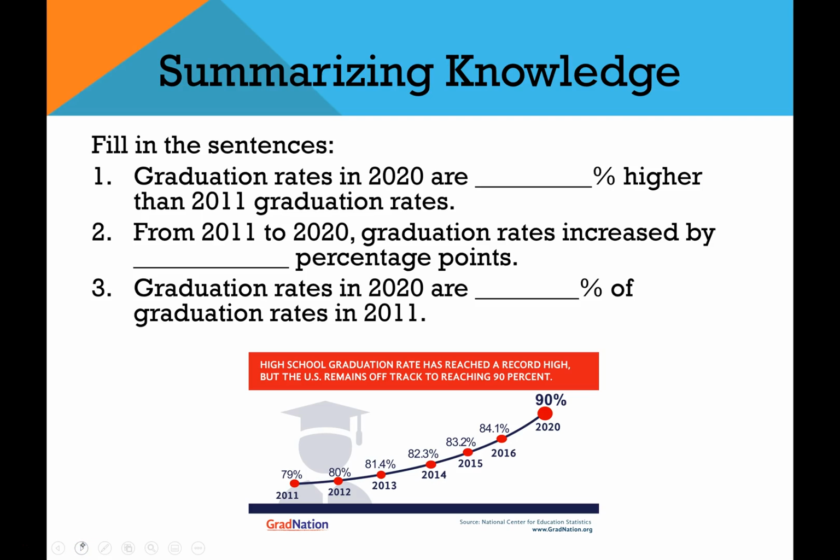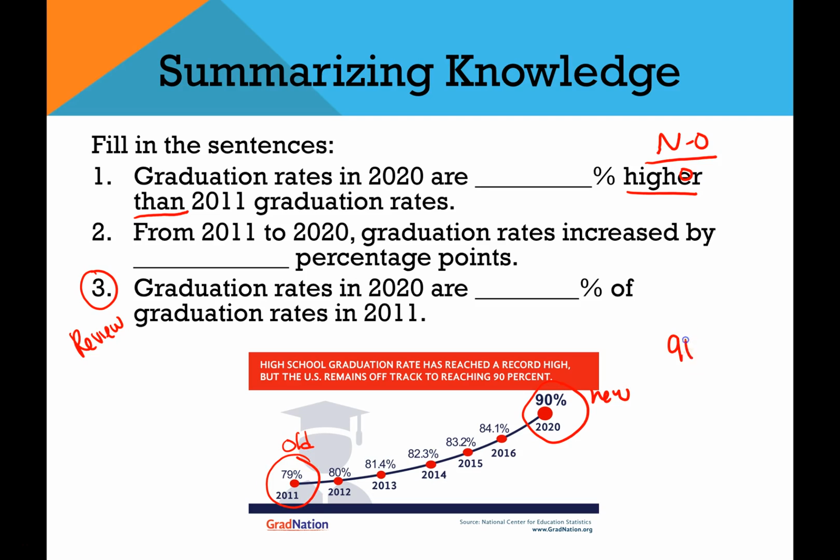All right, let's go ahead and let's summarize our knowledge. And this number 3 here is going to be a review. Fill in the sentences. Graduation rates in 2020 are blank % higher than 2011 graduation rates. Well, as soon as I see higher than, I know that that's a new minus old over old. Okay, well, my new is going to be 90%. My old is going to be 2011. So let's go ahead and let's do that.